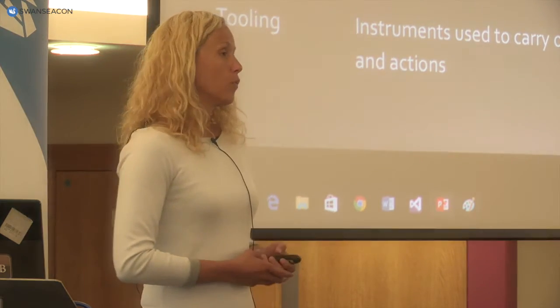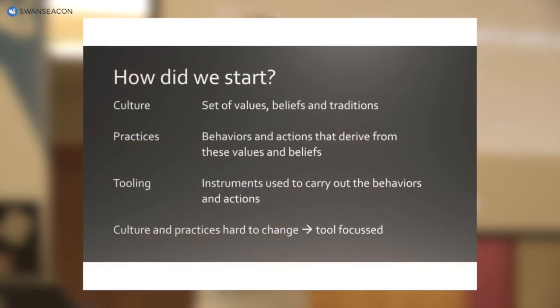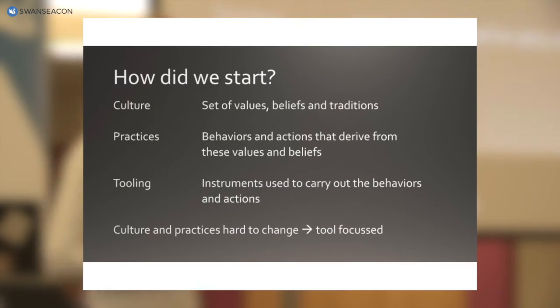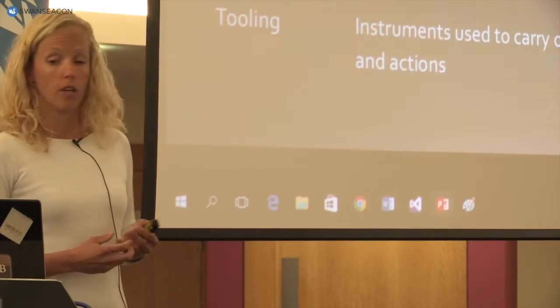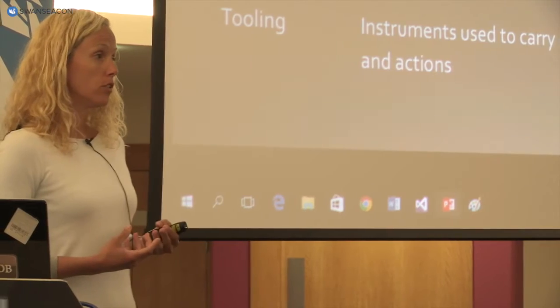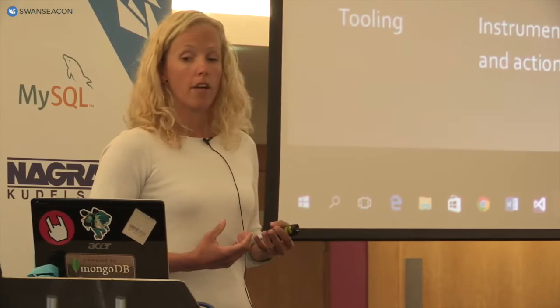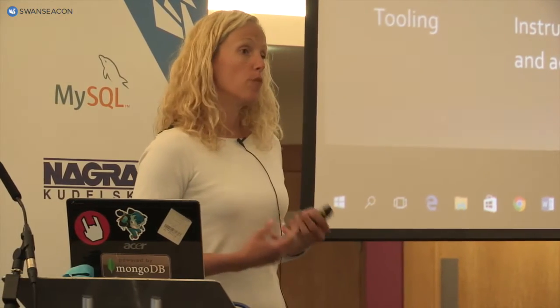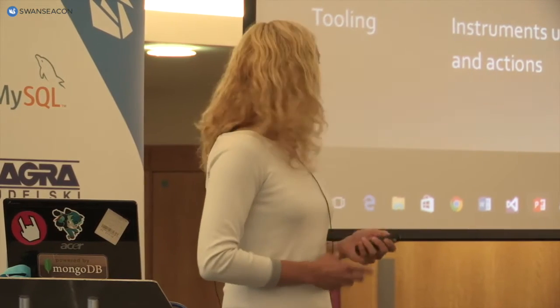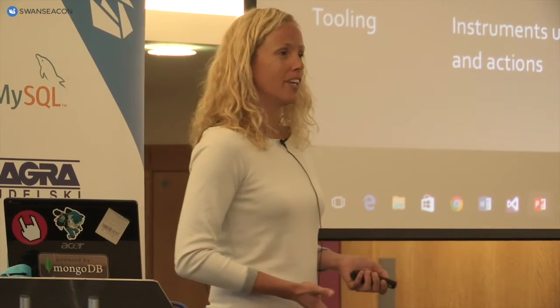So how did we start? Well, we have this triangle where you say we have culture, which is a set of benefits, beliefs, and traditions. We have practices that are the behaviors and actions that follow from culture. And we have tooling that are instruments that enable us to do our practices. And mostly we start by trying to fix culture. And that's hard. You can't fix culture.